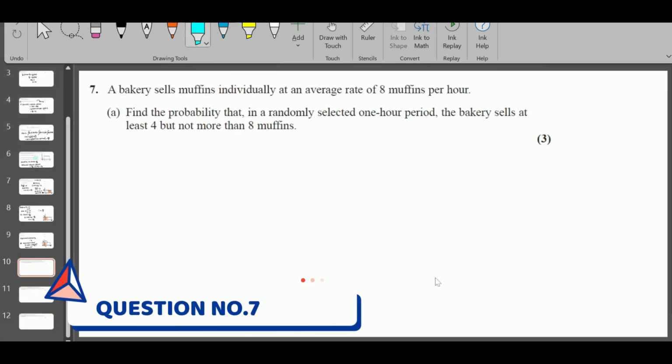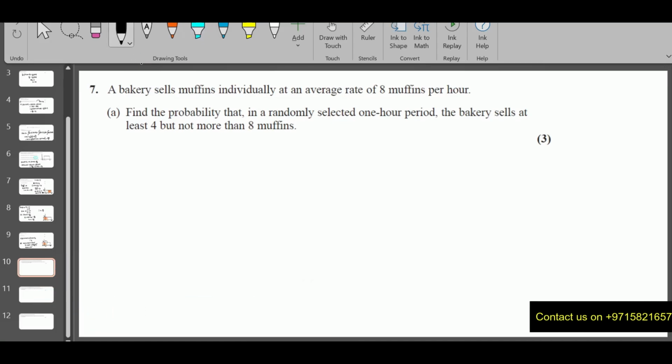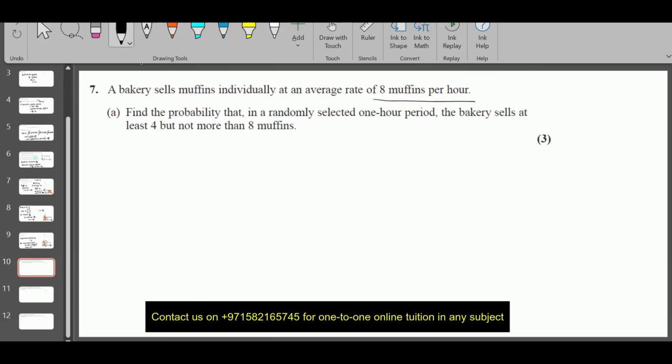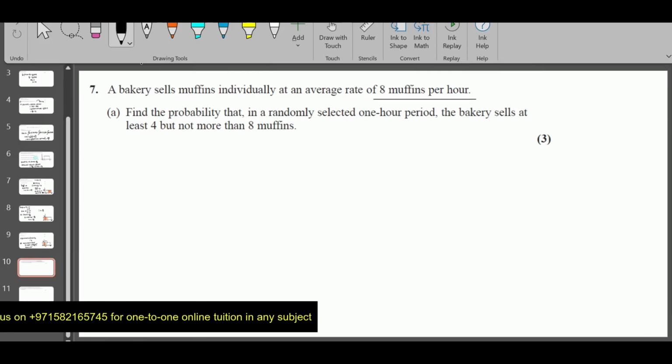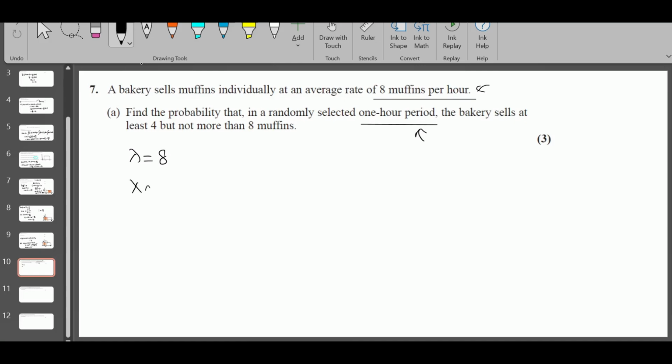Question number 7 now, the last question. A bakery sells muffins individually at an average rate of 8 muffins per hour. Find the probability that in a randomly selected 1 hour period. So this is also per hour, this also 1 hour. So we can take it as lambda is equal to 8, and X follows a Poisson distribution with mean 8.